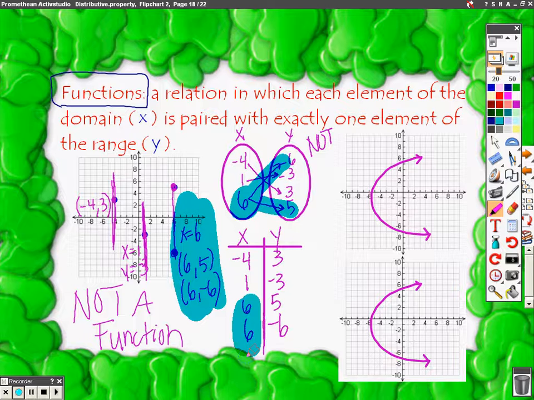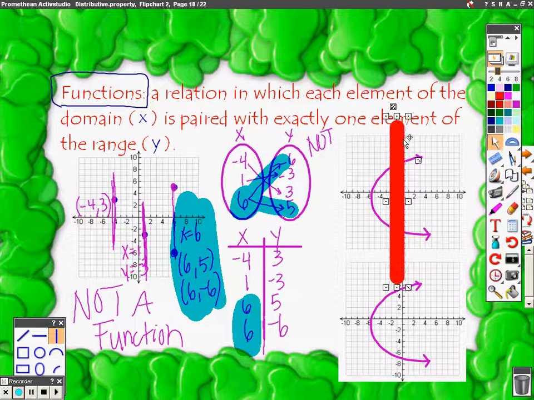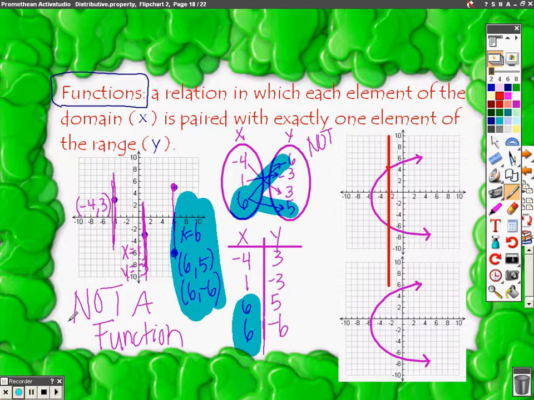And the last one, the easiest way to tell whether or not something is a function or not a function really is what we call the vertical line test. So I'm going to take a vertical line and I'm going to make it a little thicker. I'm going to draw one right there. Wow, that's really thick. Let's make it a little thinner. There you go. And if I can draw a vertical line anywhere and it touches my graph 2 times, 1, 2, that means that it's not a function.